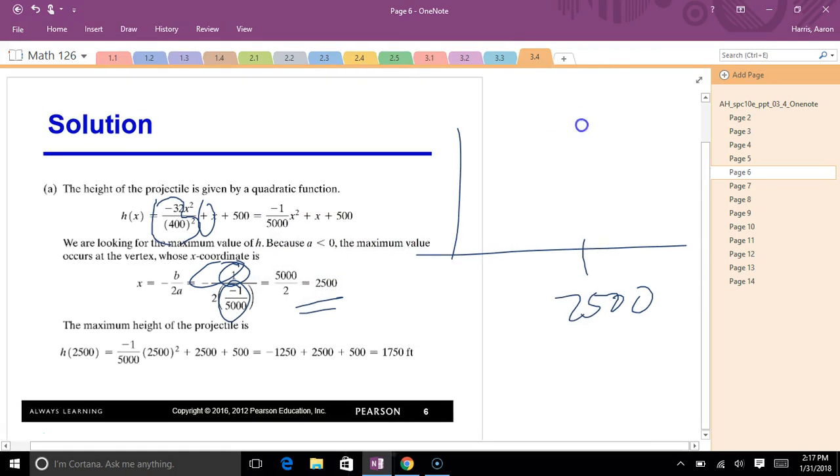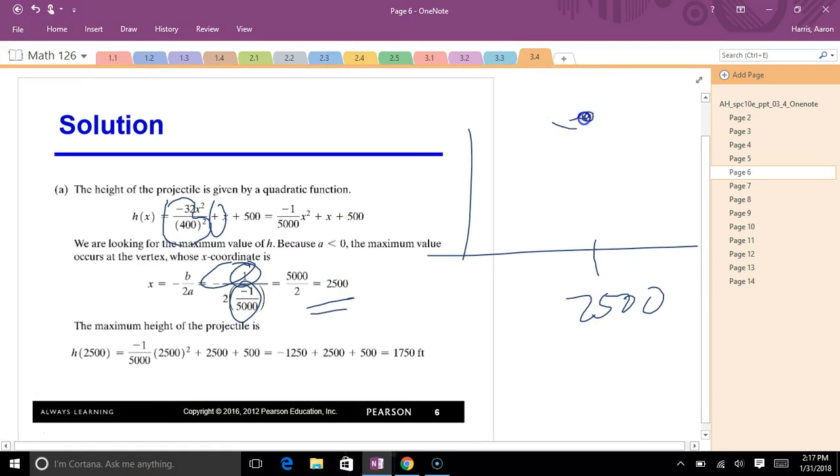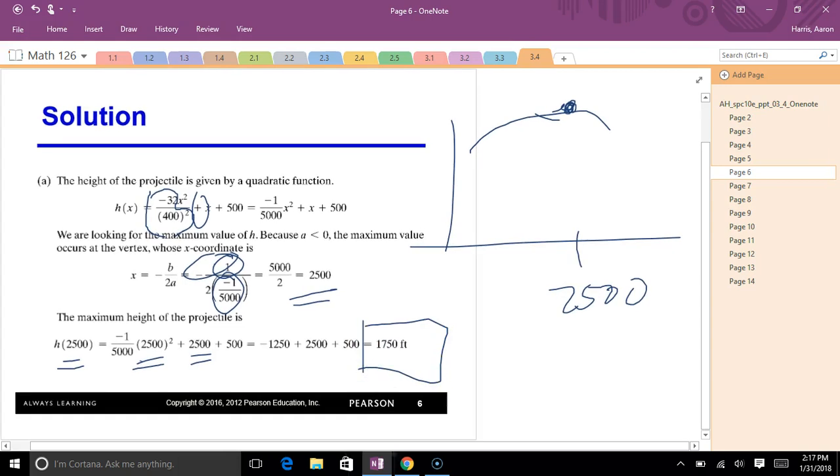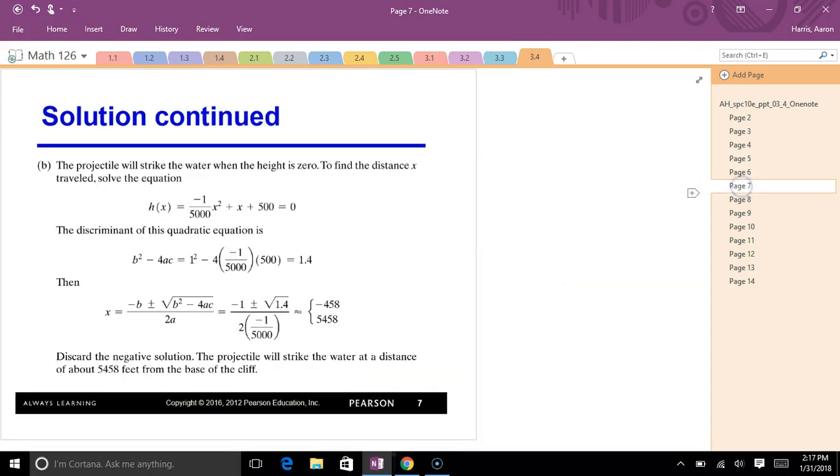How high are you? Come on. There we go. How high are you? Then we just plug it into the equation for x. Just plug the 2,500 in for x. It looks like it's 1,750 feet on that. Okay.